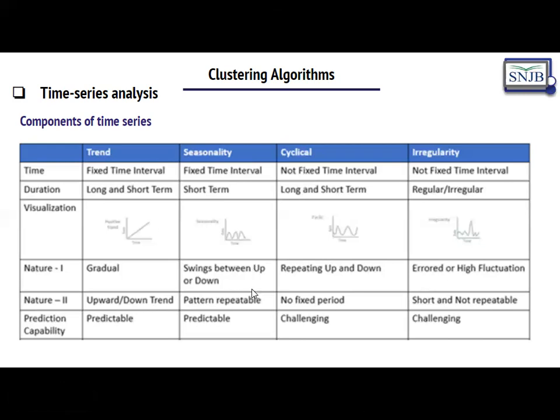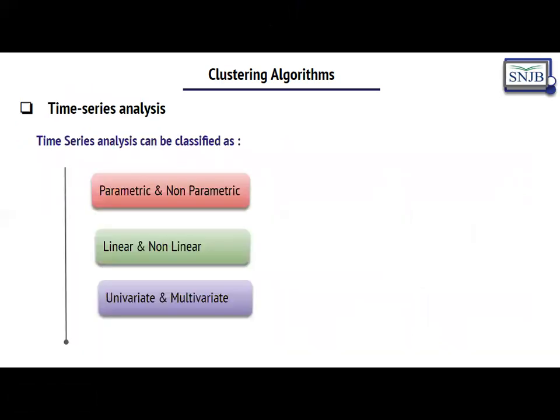Seasonality means what? As I told you, swings between up and down. Repeating patterns, that is cyclic, and irregular is sudden spikes. So to predict trend and seasonality is very easy, but cyclic and irregularity are very difficult. It is a challenging task to predict. Today I cannot predict that after 3 months there will be a flood and there will be demand for food packets like that. So these are the components of time series analysis.